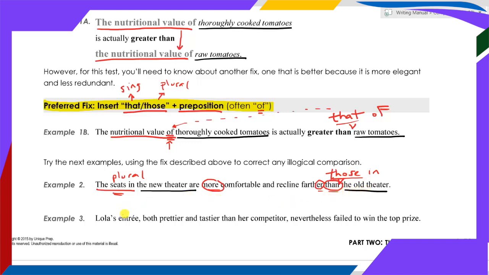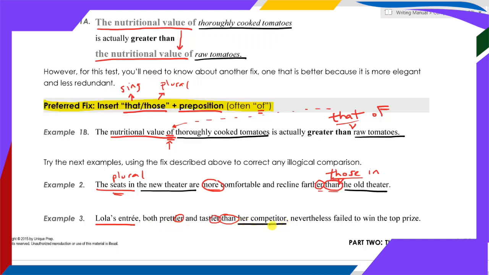That is example 2. Example 3, we have: Lola's entree, both prettier and tastier than her competitor, nevertheless failed to win the top prize. So here we have our tip-off clues, ER words and than. Those words indicate that we have a comparison being made. Now, what things are being compared here? We have Lola's entree being compared to her competitor.